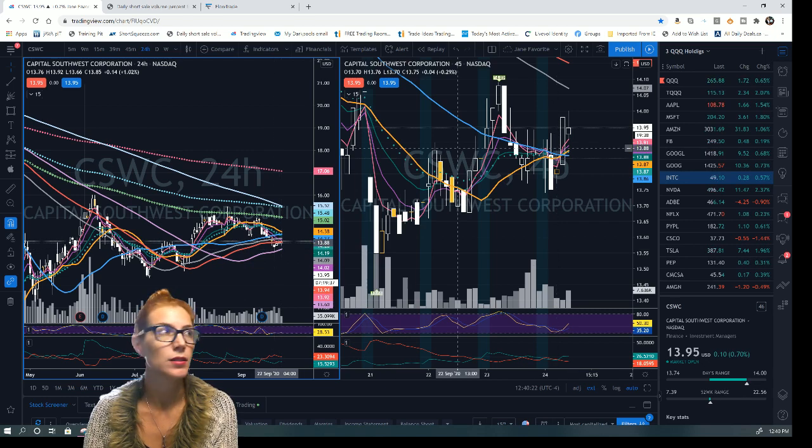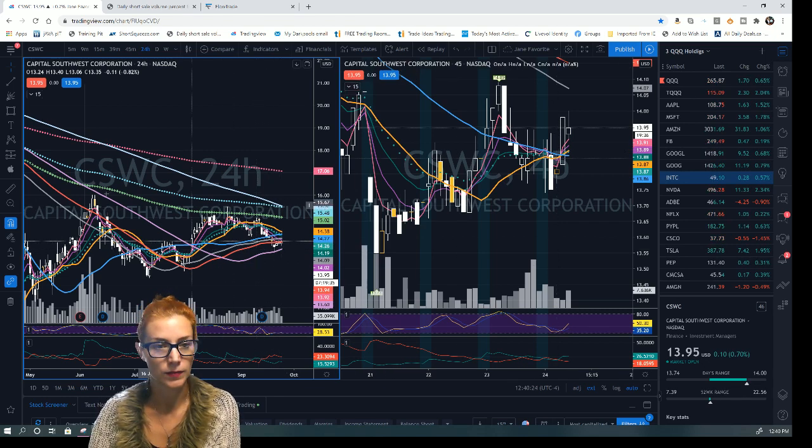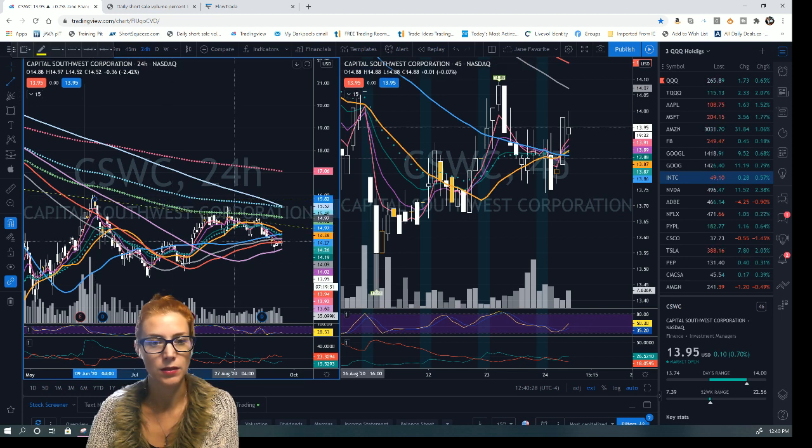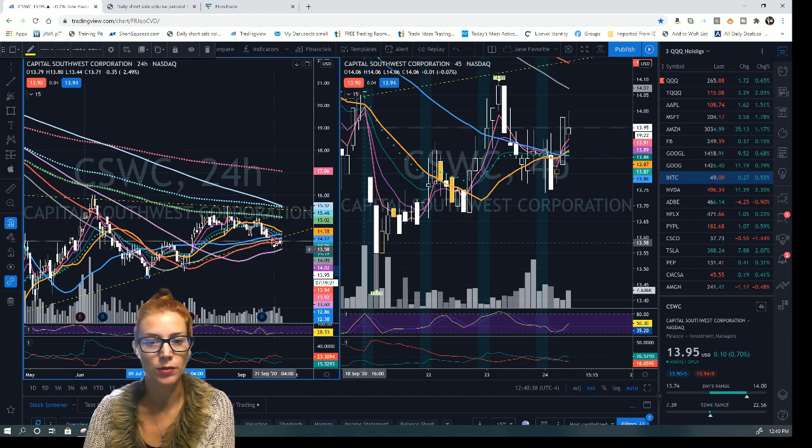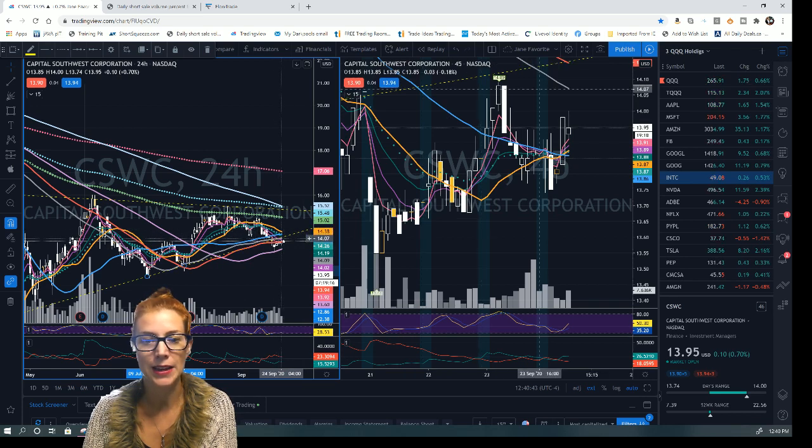CSWC. Let's do this. Looks like it's in a bit of a wedge. Actually, it broke out below. So I would see if it can't regain up here, potential short back down.